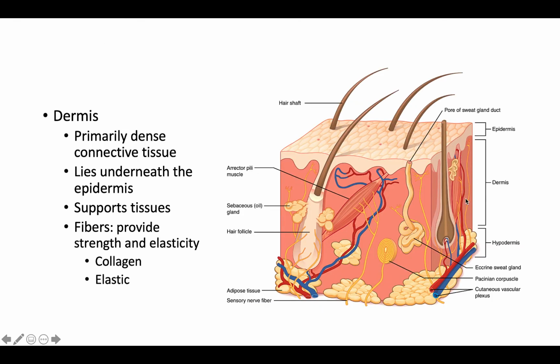So then we have the dermal layer, the dermis. This lies between the epidermis and the hypodermis. This is primarily a dense connective tissue. It lies underneath the epidermis and above the hypodermis, hypo being below, epi being above. The dermis supports tissue. It's going to increase rigidity and strength of the skin. It has fibers that provide strength and elasticity, like collagen and elastic, and these are going to help promote the structural integrity of the skin.